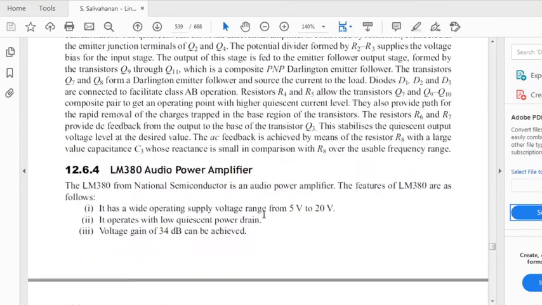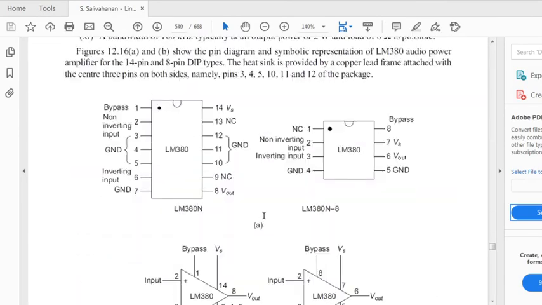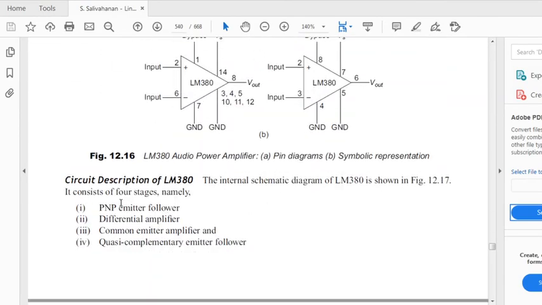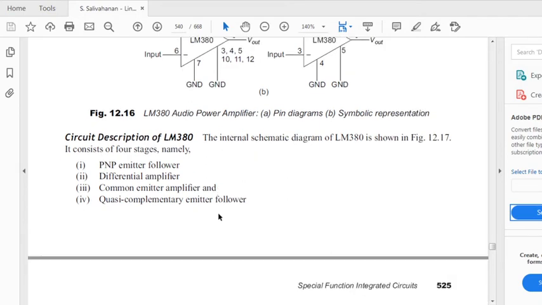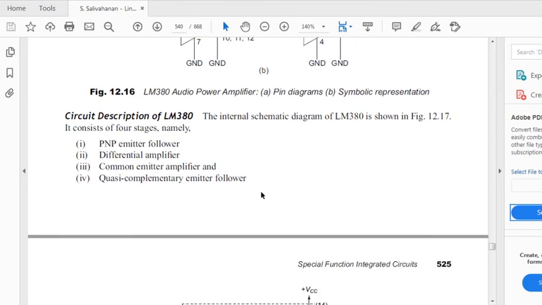Okay, so if you have seen, the main components, the 4 stages, as I told you, are a PNP emitter follower, a differential amplifier, a common emitter amplifier, and the quasi complementary emitter follower. So these are all the 4 main stages involved in the LM380, which is available as a monolithic audio power amplifier. Okay.